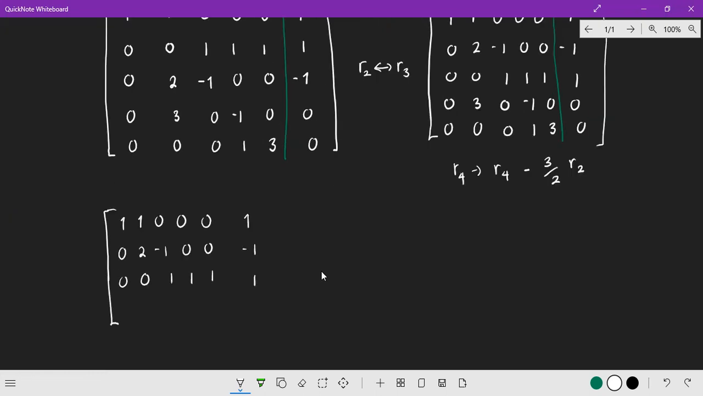And then finally, we are trying to change this row 4. So we have a 0 here. 3 will become a 0 after doing that operation. And then out of 0, 0 become what? So I have 0 minus 3 over 2 times row 2. So 0 minus 3 over 2 times the element in row 2, which is negative 1. So this just becomes 3 over 2. So we have 3 over 2 there as our new element in place of 0.